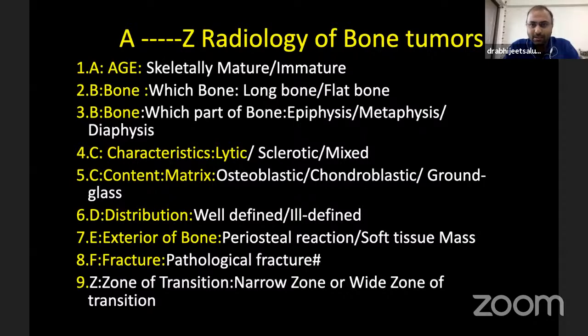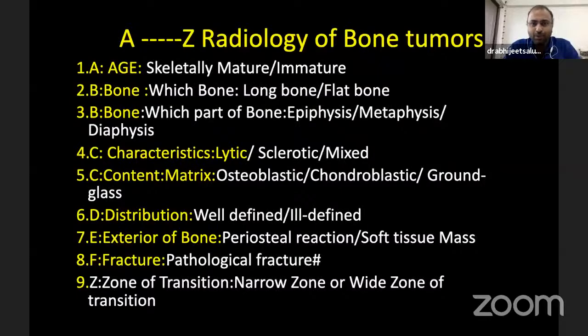So A, age, whether the patient is skeletally mature or immature. What Rishi described, a few tumors are common in the pediatric age group, a few common in the adult age group, like Janith also described. Primary bone tumors common in the pediatric age group can be benign or malignant. If the age is more than 50 years, a senior elderly person, more commonly it can be a metastatic lesion, but still it can be a primary bone tumor.